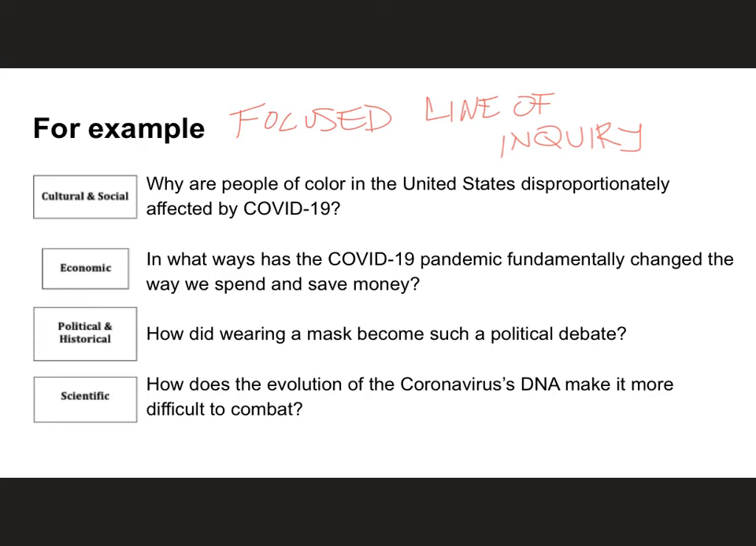specific lens. If you're looking through a cultural or social lens, you might ask, why are people of color in the United States disproportionately affected by COVID-19? If you were looking through an economic lens, you might ask, in what ways has the COVID-19 pandemic fundamentally changed the way we spend and save money? If we wanted to look through a political or historical lens, we might ask, how did wearing a mask become such a political debate? And if we wanted to focus on a scientific inquiry, we could ask, how does the evolution of the coronavirus's DNA make it more difficult to combat?